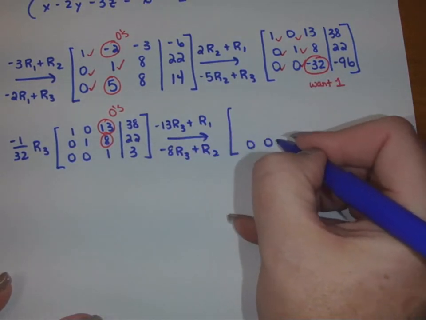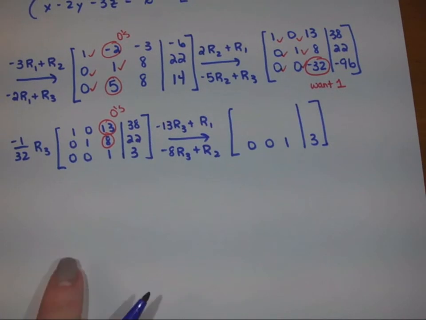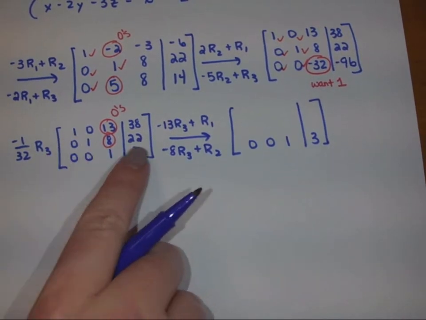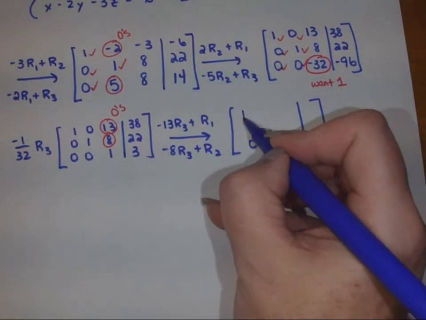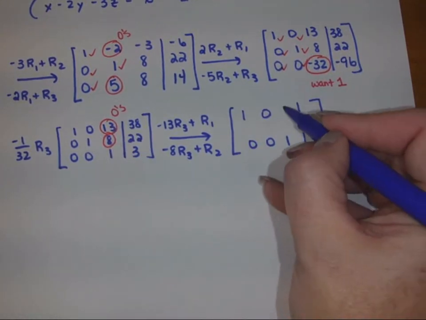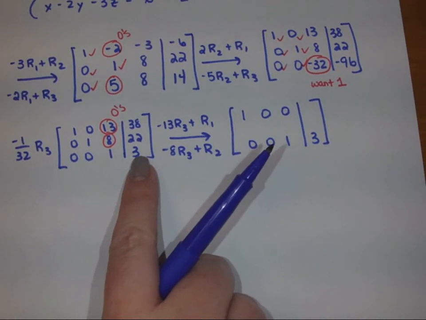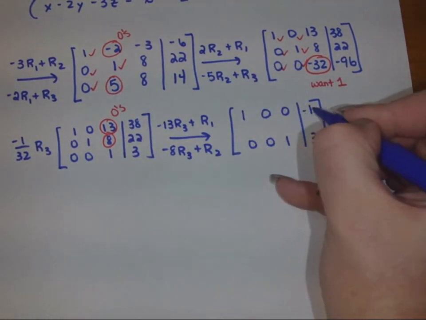Notice row 3 is not changing. Row 3 is finished. Hallelujah, right? So 0, negative 13 times 0 plus 1, that's 1. 0 and 0 is still 0. Negative 13 and 13 is 0. Negative 13 times 3 is negative 39, plus 38 would just be negative 1.